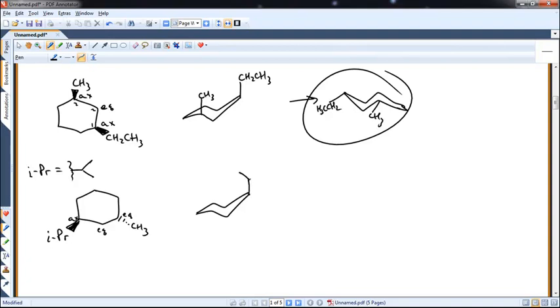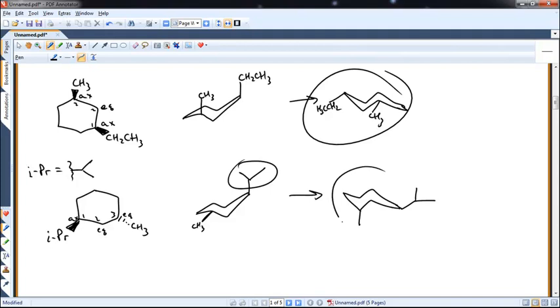So if I put isopropyl like that, then 2 carbons over, 1, 2, 3, I would have to put something in the equatorial position. So 1, 2, 3, that would be axial, that would be equatorial, that would be my methyl group. Is that the lowest energy conformation? No, it's not, because the bigger group is in the axial position. We want the bigger group to be in the equatorial position. And so I do a chair flip, which converts my equatorial group now into an axial group. And now this would be the lowest energy conformation.